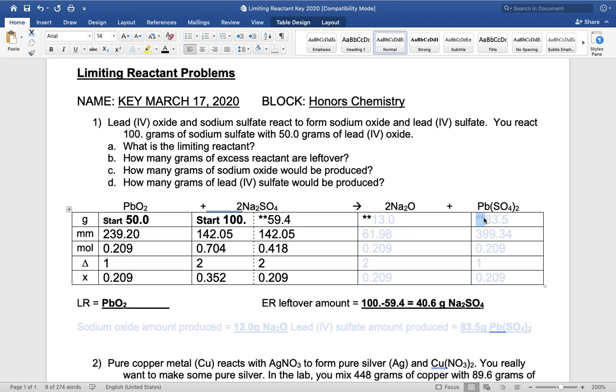The last two questions: how many grams of products did we get? I'm going to put some stars, asterisks, in the grams of each product. I take that smaller number again, and I put it in the carryover line. I'm just going to take it up, times 2.